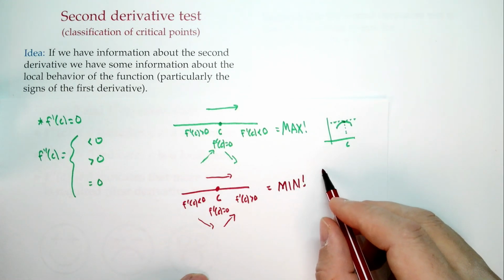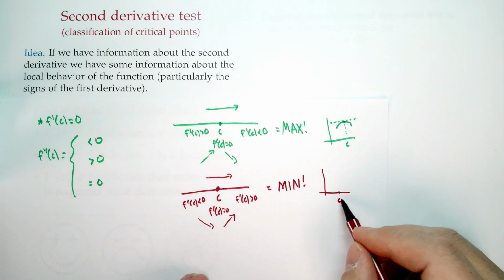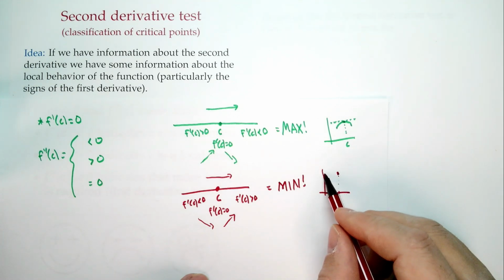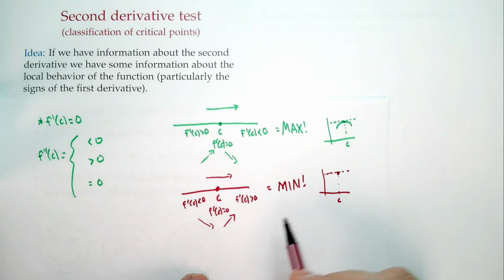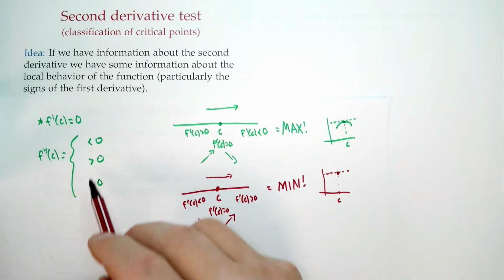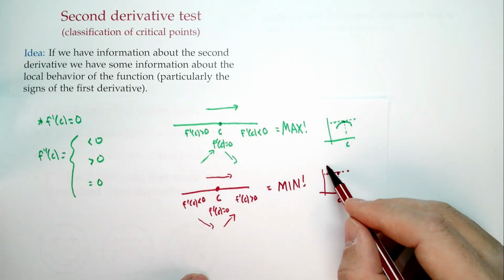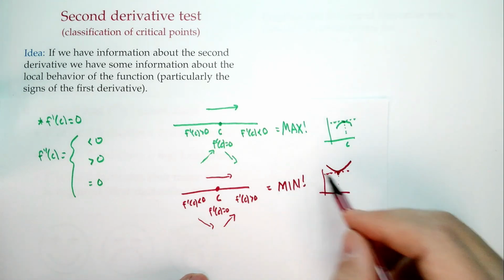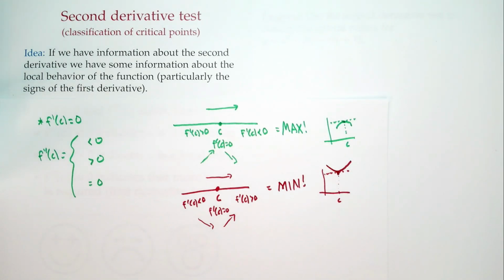Okay, but again, we can sketch the picture. Here's c, here's f of c, here's the tangent line because it's 0. And remember, here we're concave up because positive. So when we draw in the curve, it's going to come off the tangent line on the upside, above it. And that's a minimum.